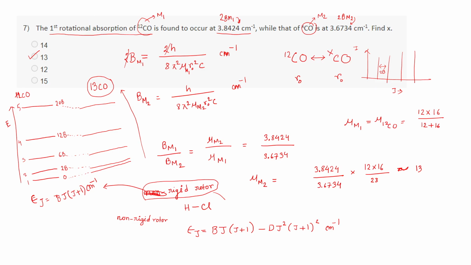The D is known as, say, the first order correction, something like that. This is coming due to centrifugal distortion. At higher energy levels it is rotating fast, right? Due to that there will be a change in bond length. D is another constant, and this is all coming for a non-rigid rotor.